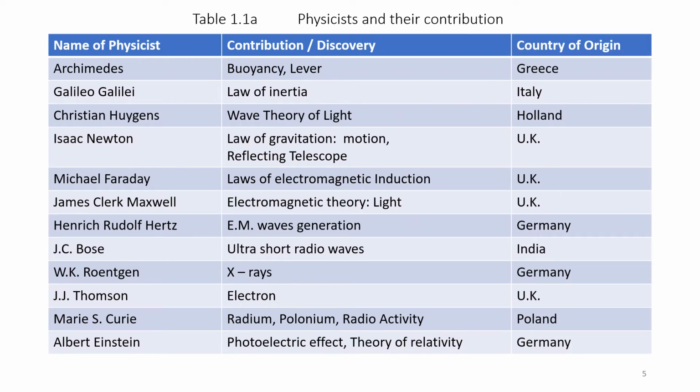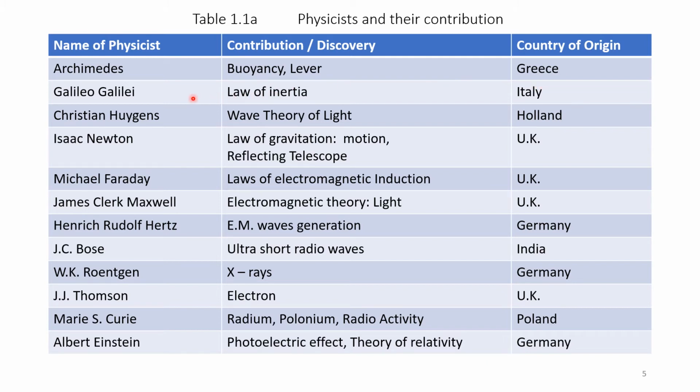Physicists and their contribution. Please see the following table. In the first column, names of physicists are given. In the second column, their contributions and discoveries are given, and the country of their origin is given in column number 3. For example, Archimedes discovered buoyancy and the lever. So he was from Greece.